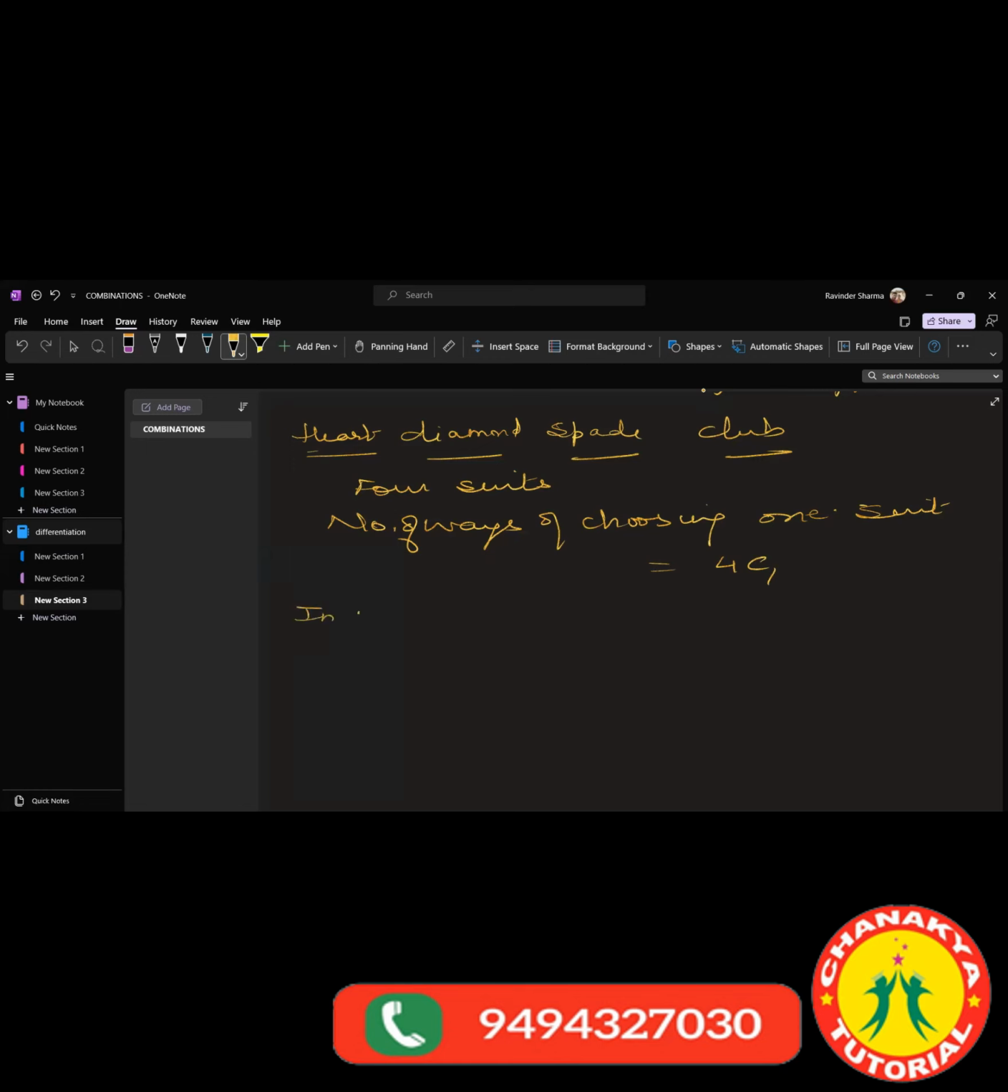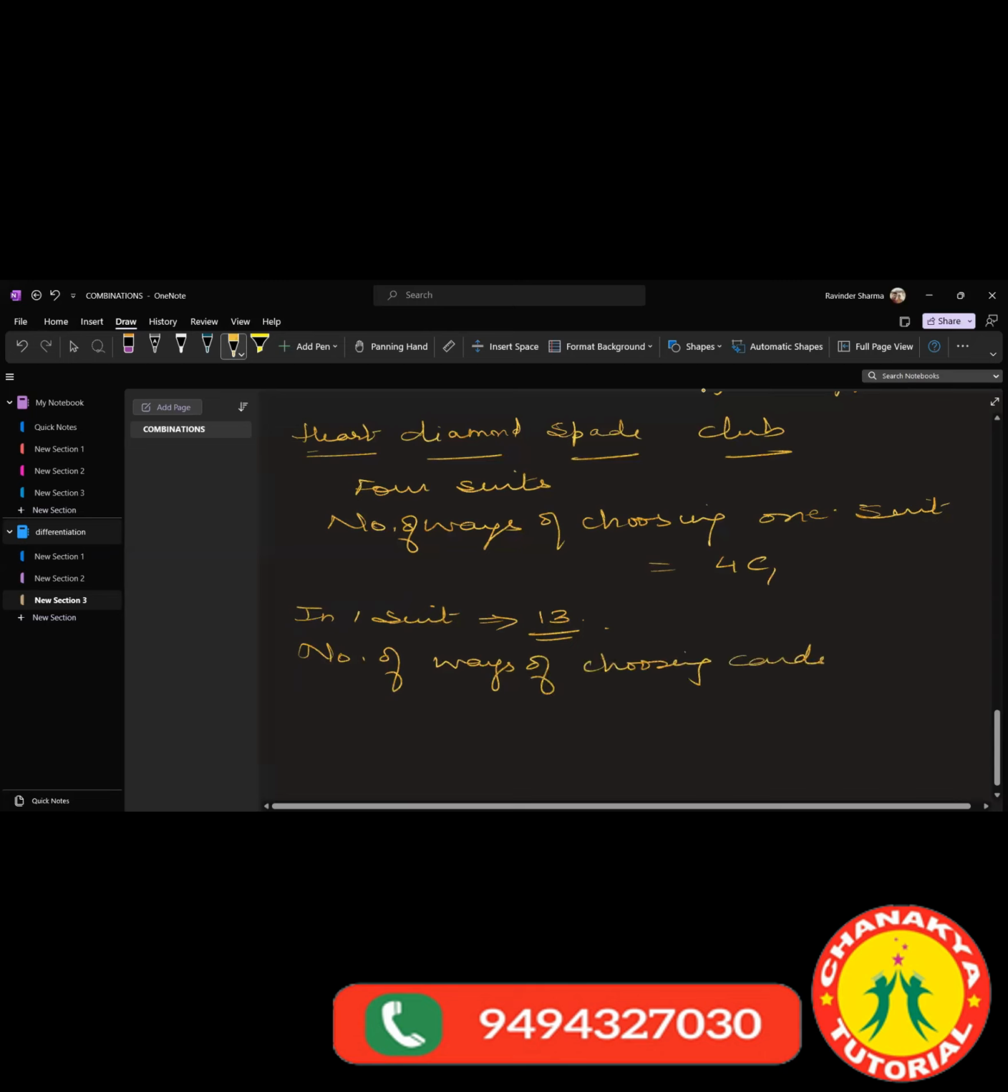Now in one suit, how many cards are there? 13. So the number of ways of choosing cards will be 13C4. Out of 13, we have to select 4. So total number of ways will be 4C1 multiply 13C4. Have you understood this part, beta? We have to select all 4 cards from, suppose, heart, diamond, spade, or club. Out of 13, we will select 4 cards. And suits are 4, and we have to choose one suit, so 4C1. Got it? Yes, ma'am.